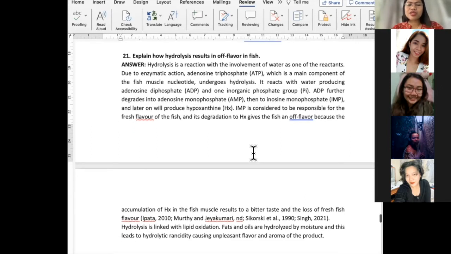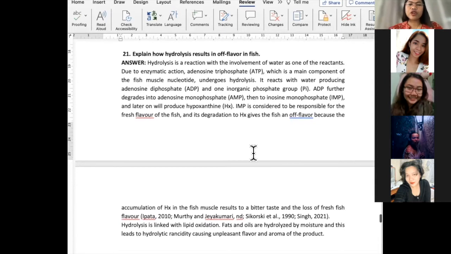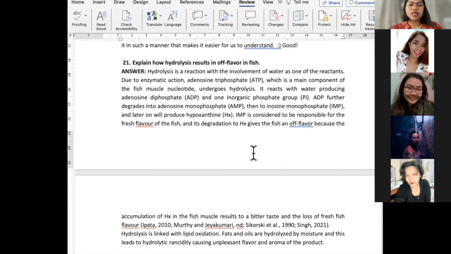IMP is considered to be responsible for the fresh flavor of fish, the sweet flavor I mentioned earlier. And its degradation to hypoxanthine gives the fish an off flavor because of the accumulation of hypoxanthine in fish muscle. It results in bitter taste and loss of fresh fish flavor.